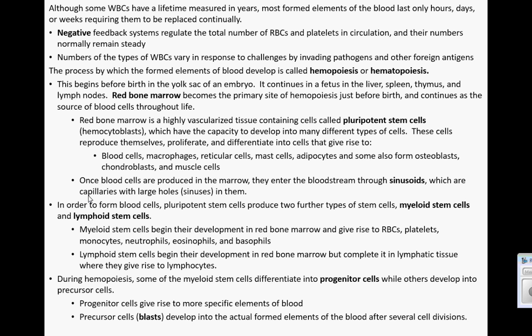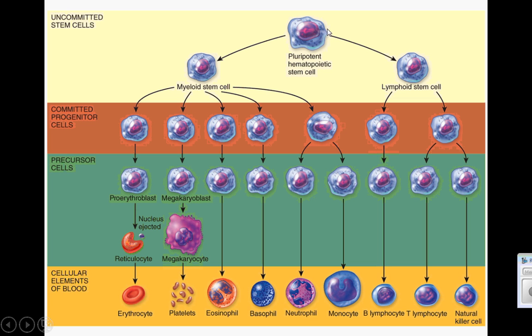In order to form blood cells, these pluripotent stem cells produce two further types of stem cells, myeloid stem cells and lymphoid stem cells. Okay? And that's what we're showing over here on our next page. I'm going to bounce back, so don't leave that page completely. Over here on the left, from our pluripotent stem cell is a myeloid stem cell. Okay? From there, we go through a couple steps. We develop what we call progenitor cells, and then precursor cells, eventually leading to the actual formed elements of the blood.